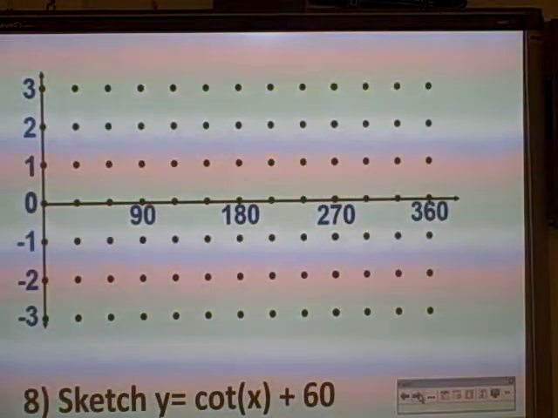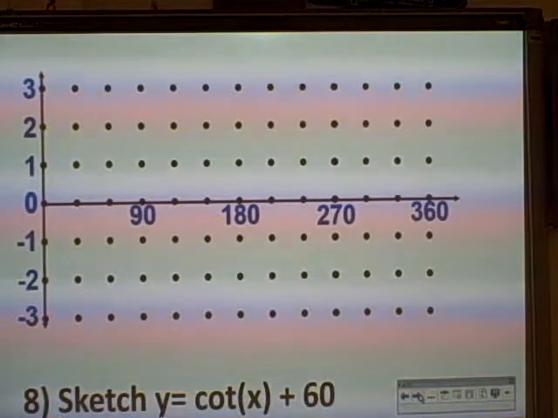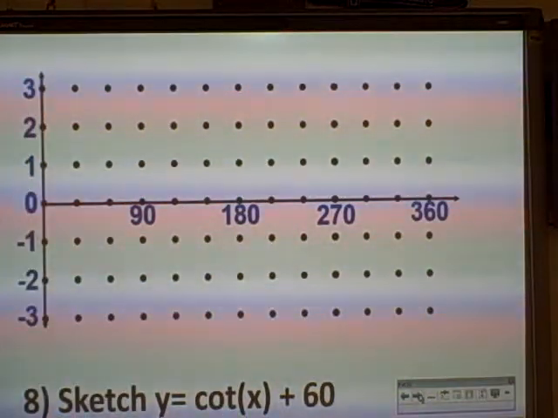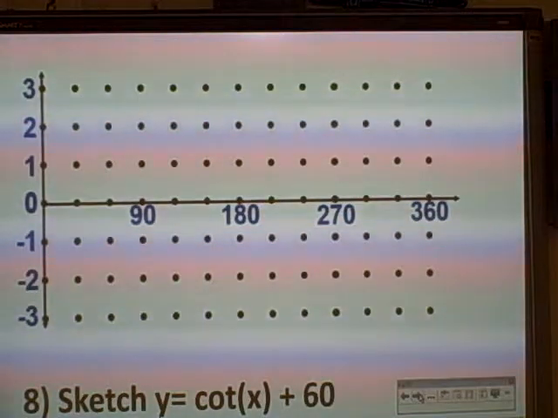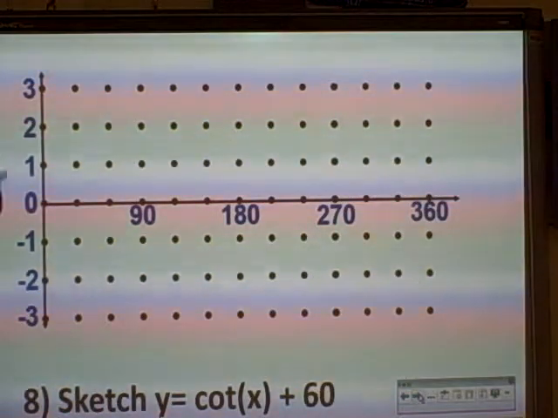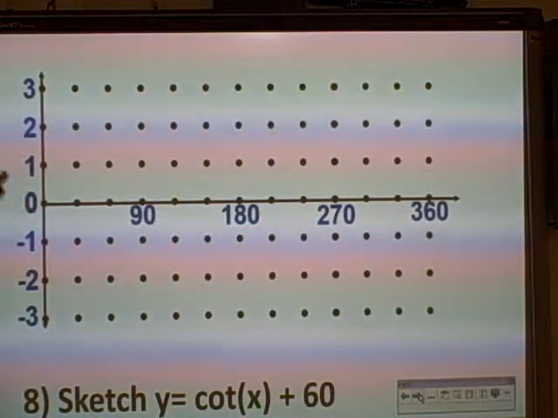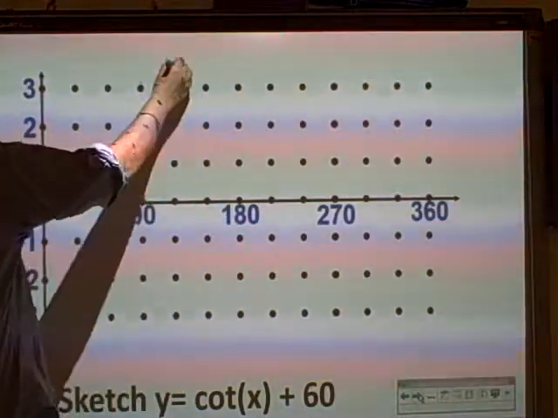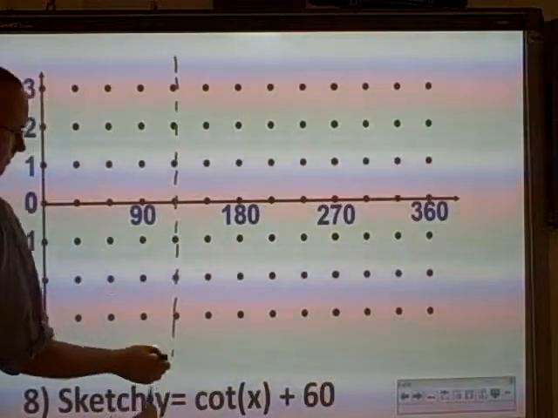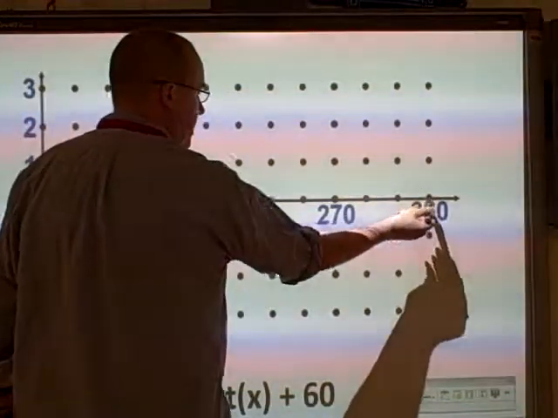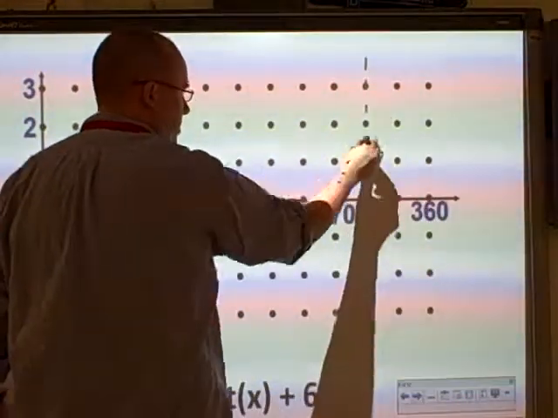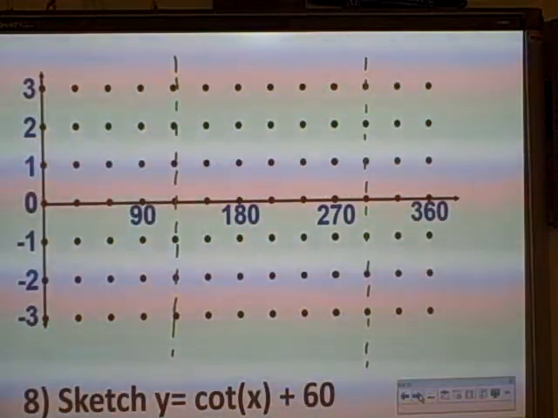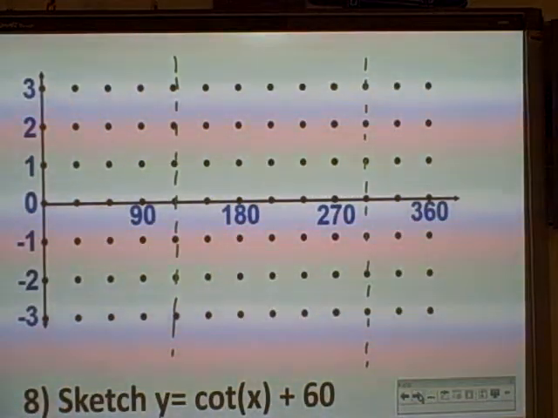Cotangent x plus 60. So the graph for cotangent is the one that comes down like this. But I'm going to move it 60 degrees to the left. Now for this one, there's normally an asymptote at 0, which should go off the screen if I do that one. There's an asymptote at 180, which is going to move to 120. There's also one at 360, which is therefore going to move to 300. And from here, I should be able to do a pretty good job of drawing this in.